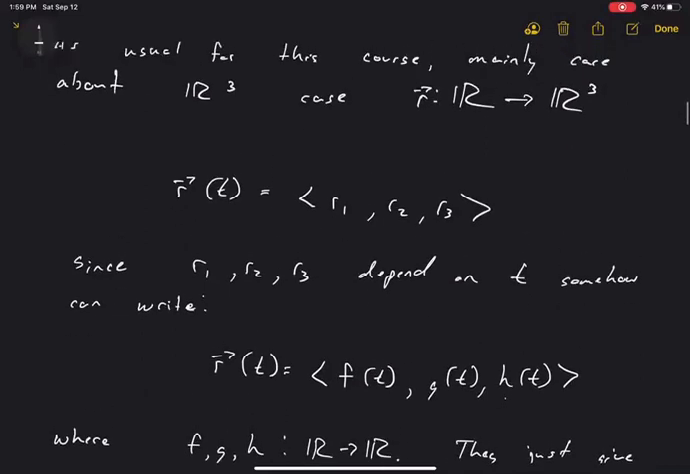So this vector valued function, right? Again, we're used to writing f of x equals y, right? Well, instead of writing f of x equals y for these vector valued functions, we often write this vector r of t equals a vector, and then this vector has components r1, r2, r3. So that's what we've written here, same thing.